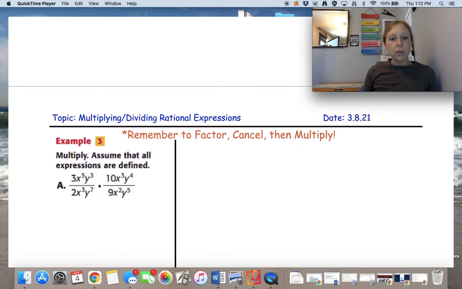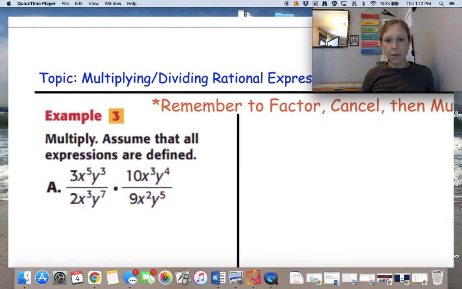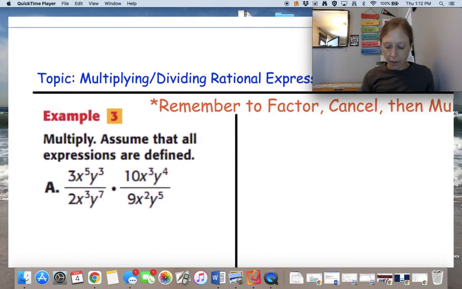So our first one just has monomials in the numerators and denominators. And sometimes when you have monomials, it gets actually a little bit more tricky. So we're just going to do the best we can, and then we might have to go through a second phase if this gets too messy. So we're going to be looking up and down, as well as diagonally. We're going to be looking for any common factors, things that we can cancel.